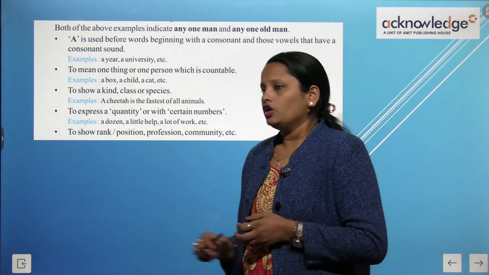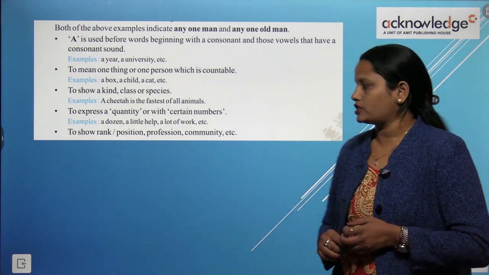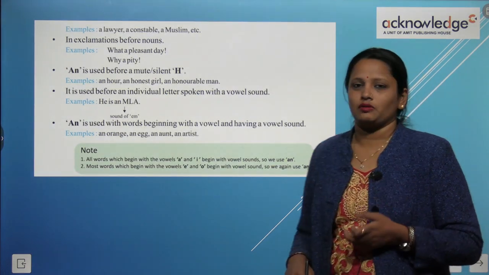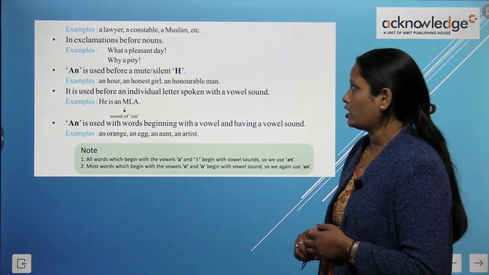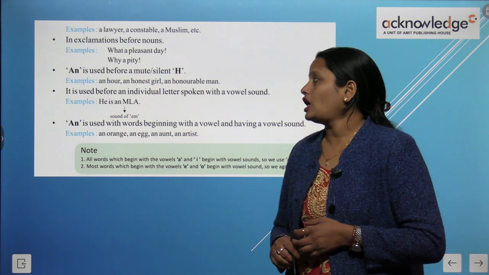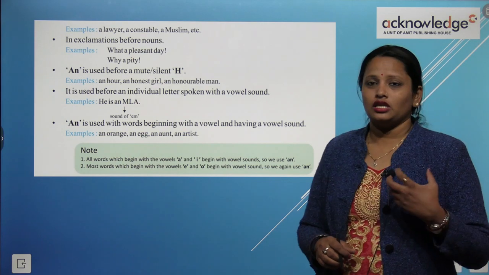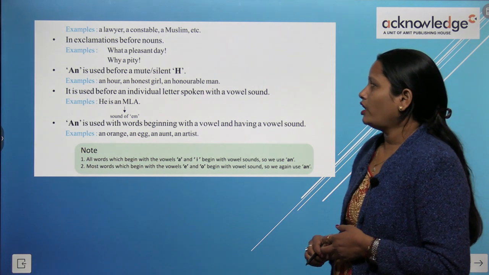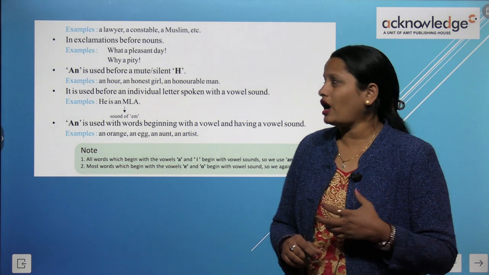To show rank, position, profession, community, etc. So rank बताना, position बताना या फिर profession या फिर कोई community के बारे में बताने के लिए हम a use करते हैं. For example, a lawyer, a doctor, a constable, a Muslim, etc. Now, in exclamations before a noun. So किसी भी noun के पहले जो exclamation है उसमें भी हम use करते हैं इसे. For example, what a pleasant day, what a pity.